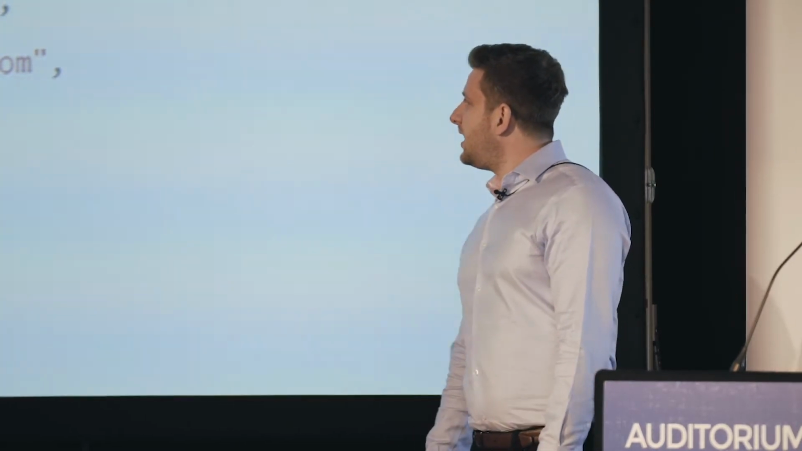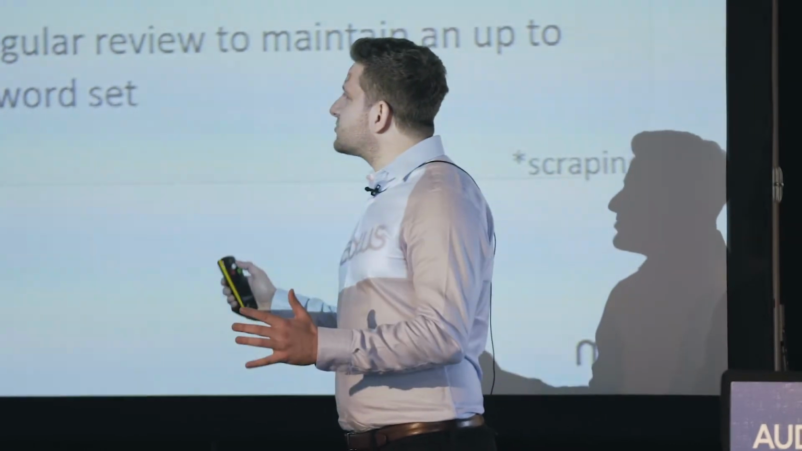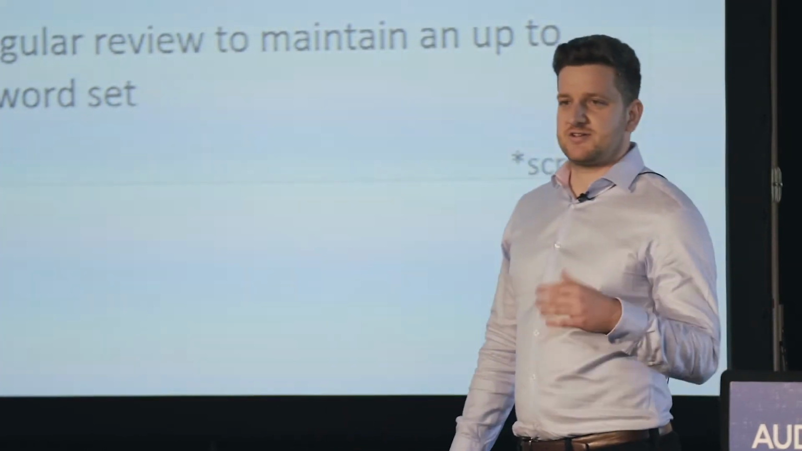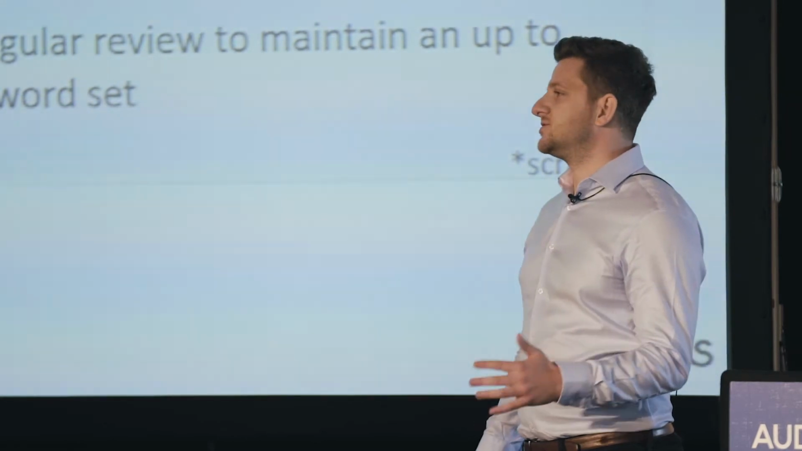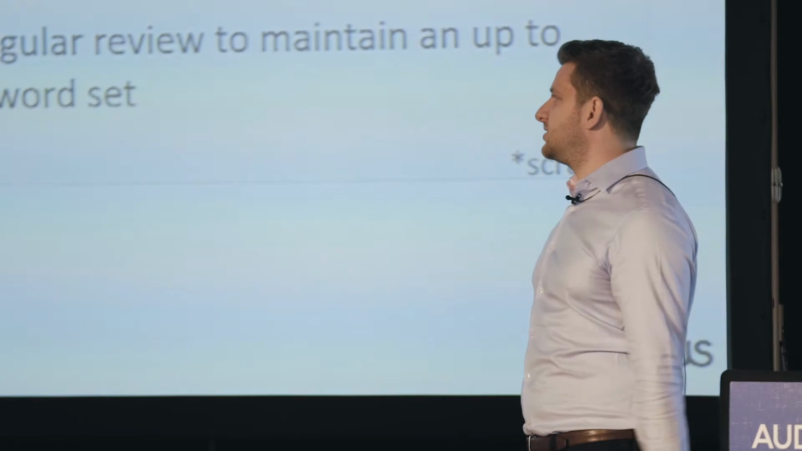First I need to explain why I love Google Search Console and the API, mainly for the reason that with the API you can download much more data than the interface provides you with. Secondly, you can get actual traffic and actual traffic metrics like impressions, clicks, click rate, and average position, which basically helps you to attribute change into your keywords.